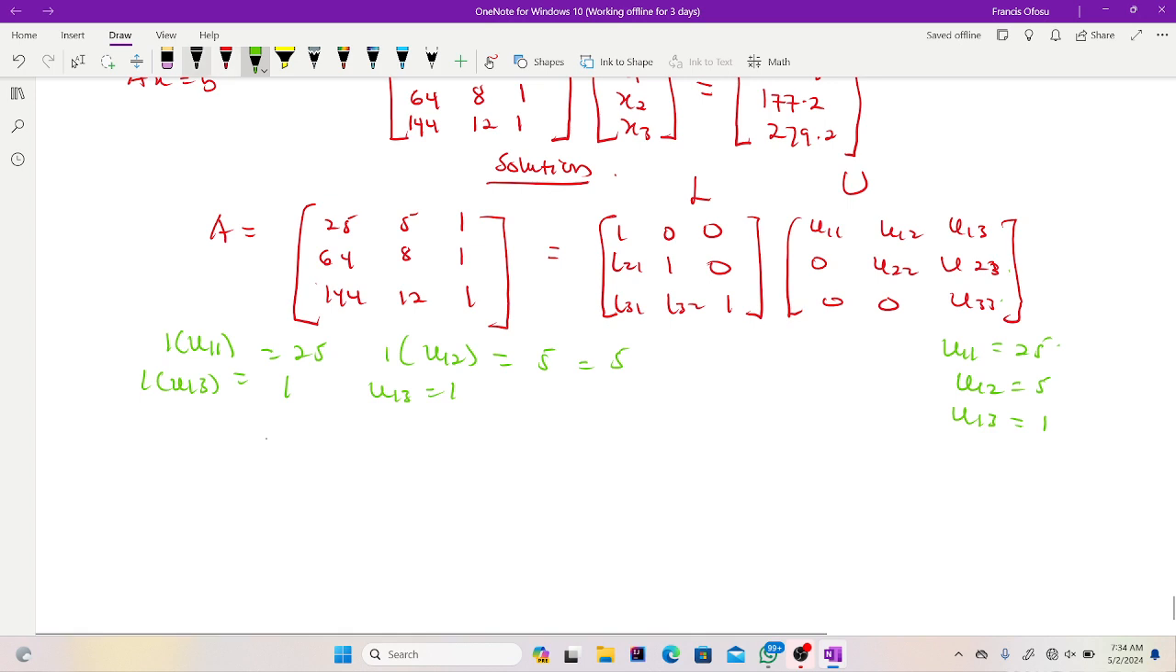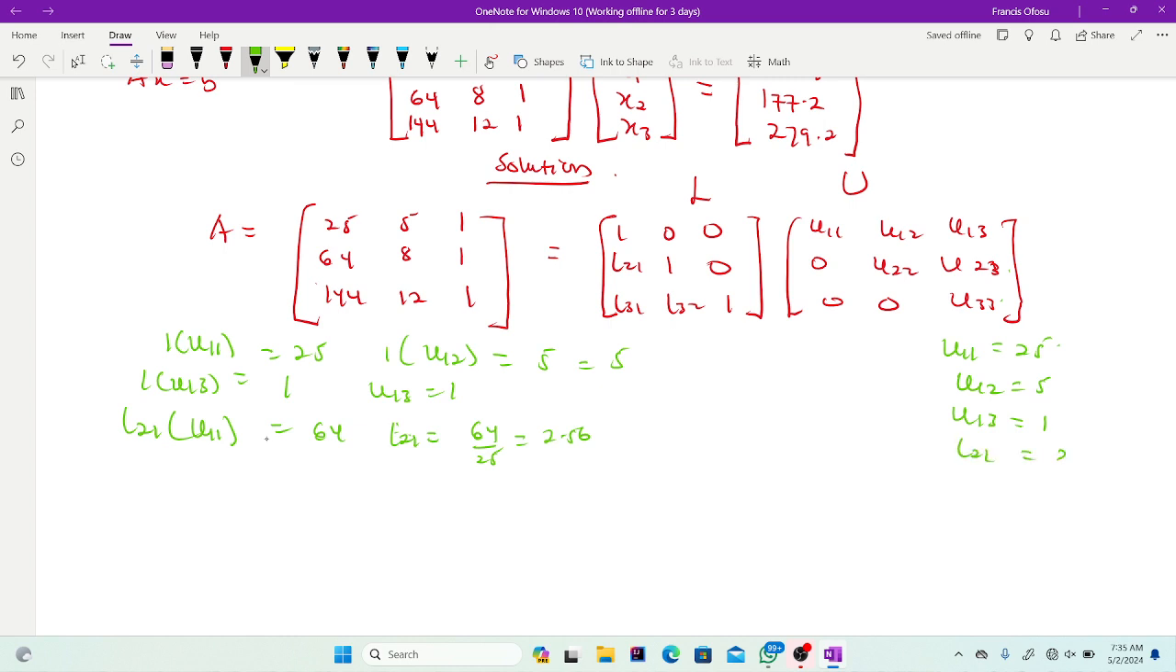Now I move to the second row, multiplying each of the columns. Coming to the second row, I'm going to have L21 and 1 multiplying this whole thing. So I have L21 multiplying U11 plus 0. This should give me 64. Therefore, I know U11 to be 25, so my L21 is simply equal to 64 over 25, and that is giving me 2.56. So you just write L21 is equal to 2.56.